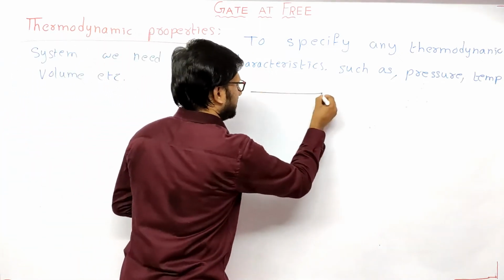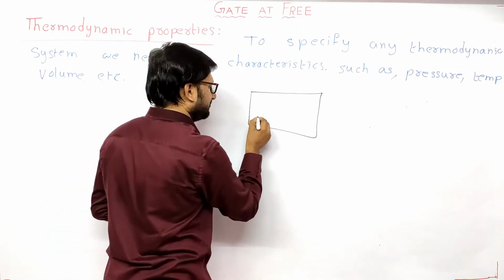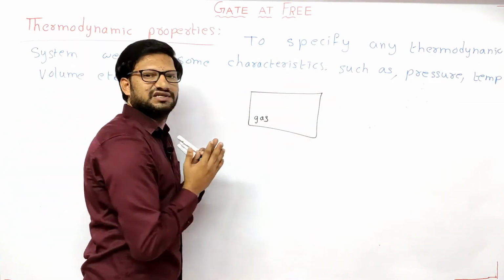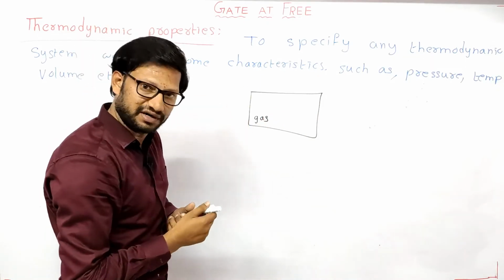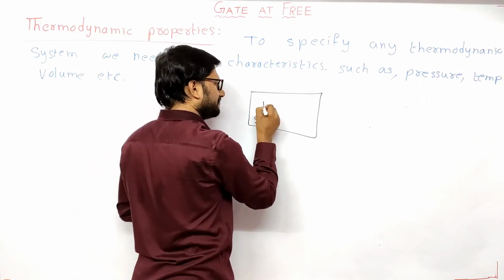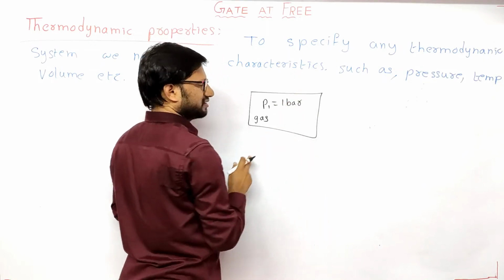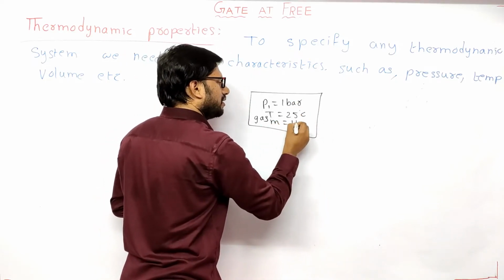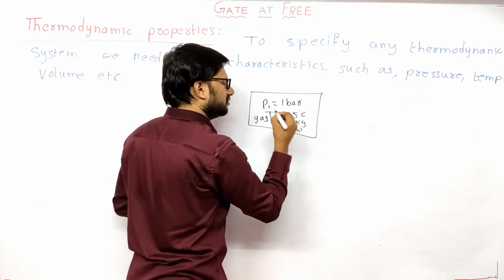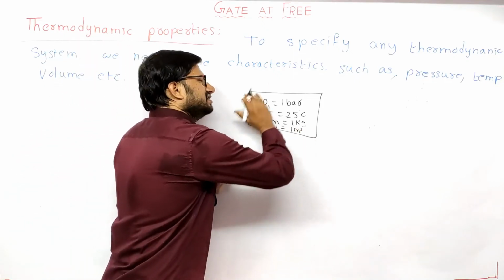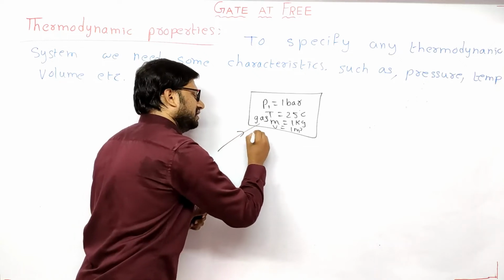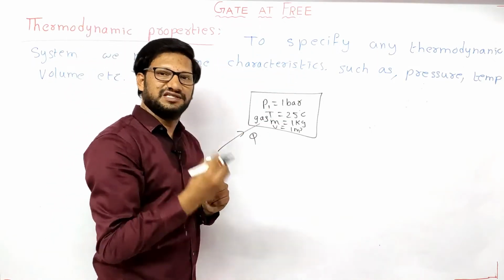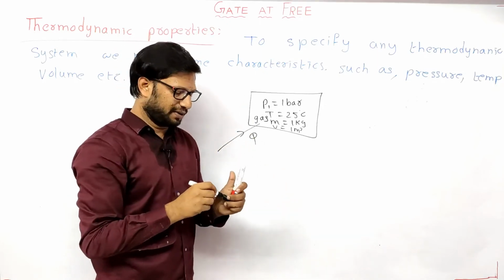For example, let us take a closed container which contains air or gas. Now, how can I specify the condition of this system? By knowing its properties. What are the properties here? For example, pressure P1 is 1 bar and temperature is 25 degrees centigrade. Mass 1 kg. Volume 1 meter cube. Now, this is the condition of the system. After supplying some heat, the condition of system may change. Now, with the help of properties, we can specify the condition of a system. That is the importance of properties.